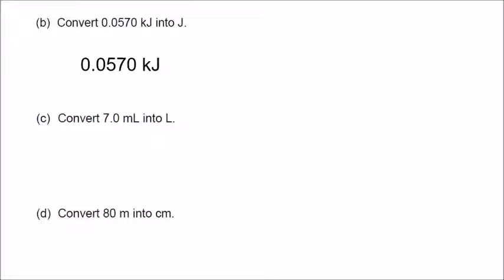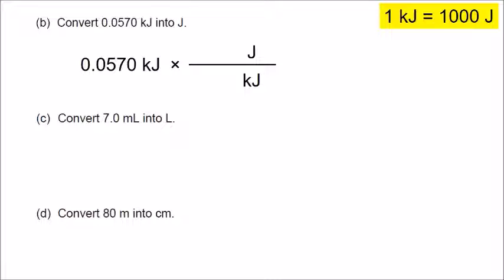Then we do our horizontal line. This is our conversion factor. We know we're going to put kilojoules on the bottom and joules on top. We know from our knowledge of the metric prefix kilo that 1 kilojoule is equal to 1,000 joules. So 1 on the bottom, 1,000 on top. This means that our answer will come out in joules.